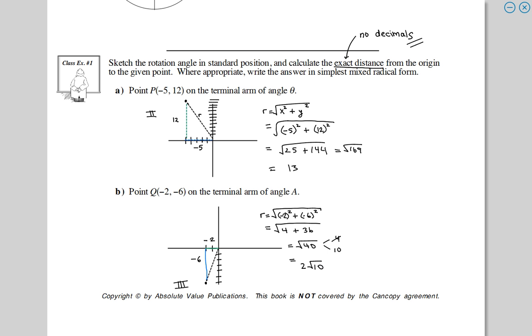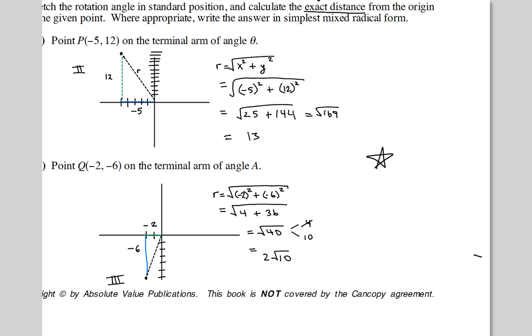Any questions so far about calculating the r value? Will the r value ever be negative? So you can put a note there. R is always positive.